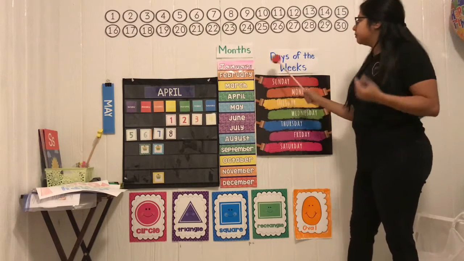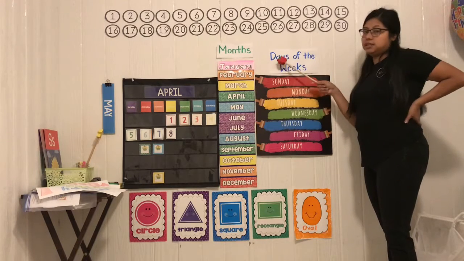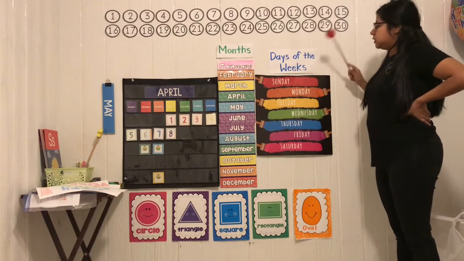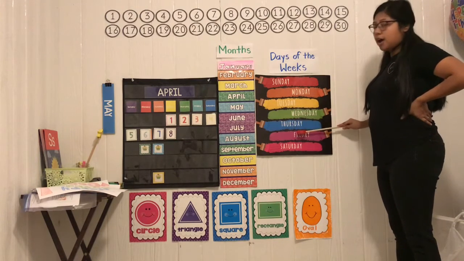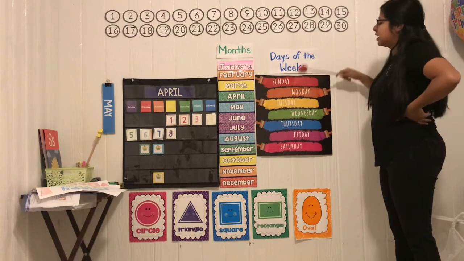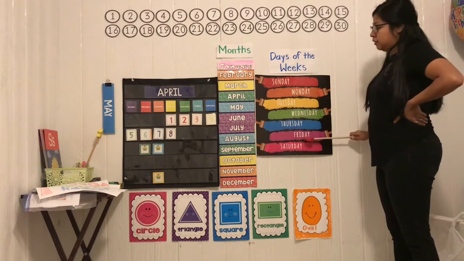12 months. Now let's look at our days of the week. We know we're in the month of April. Now let's see what day of the week is today. Sunday, Monday, Tuesday, Wednesday, Thursday, Friday, Saturday.